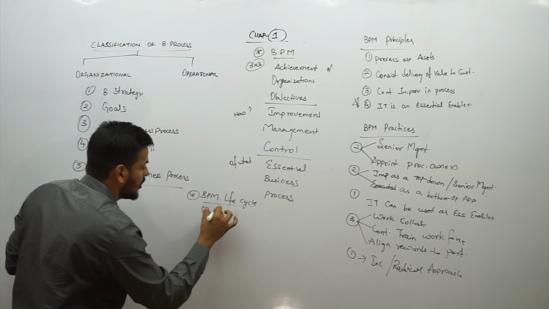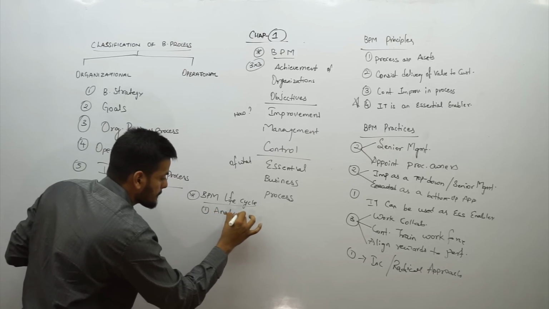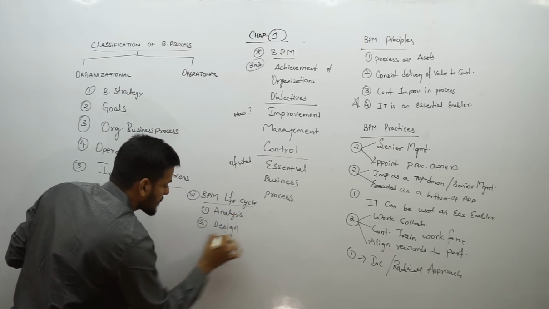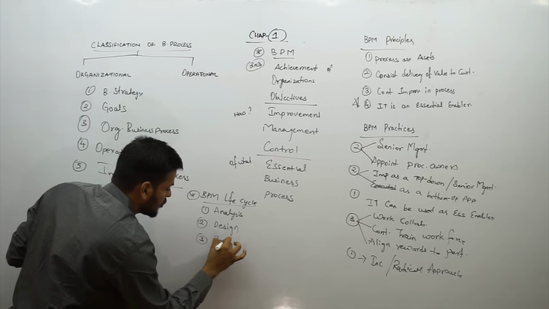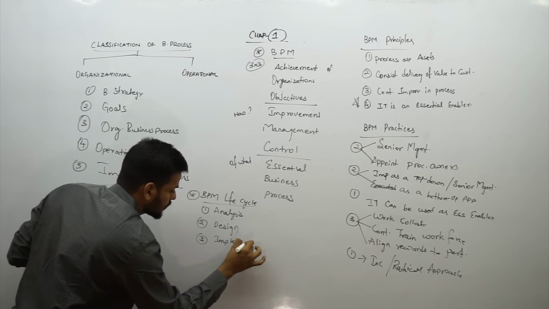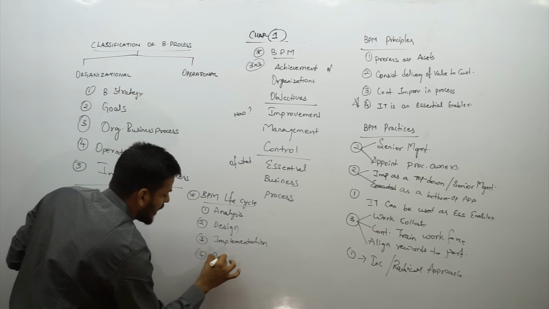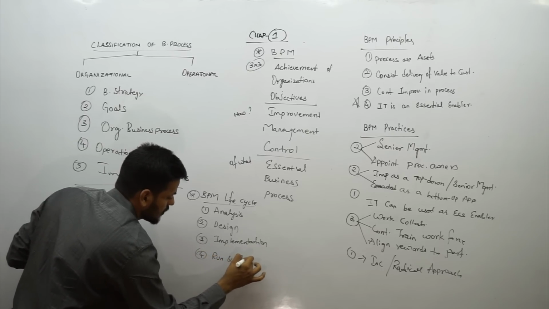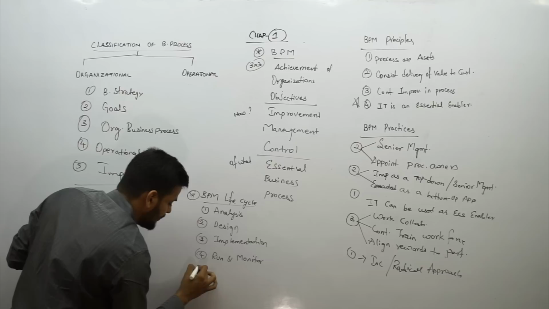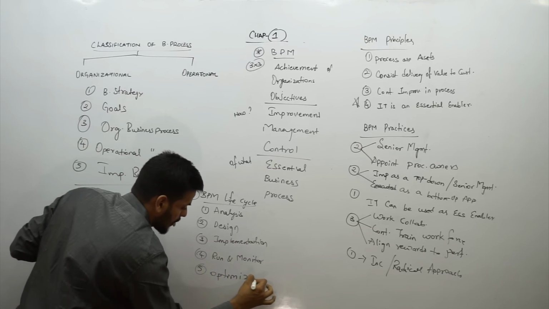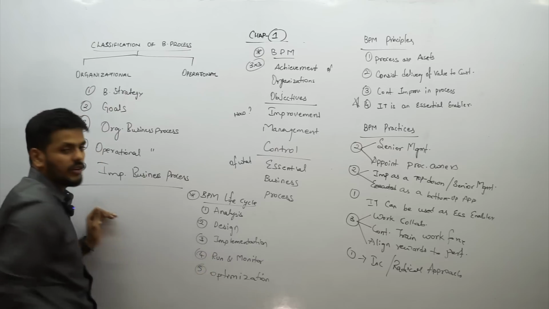The BPM life cycle talks about: 1, analysis phase; 2, design; 3, implementation; 4, run and monitor; and 5, to make the best use of this, optimization. So make it the best process once you implement it.